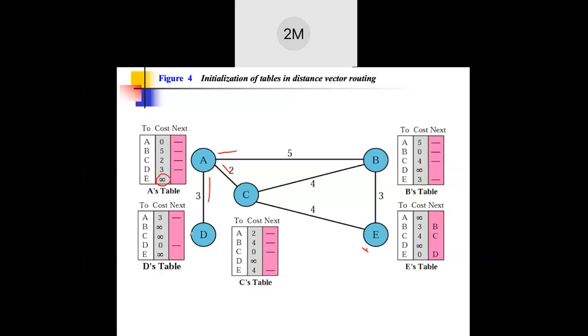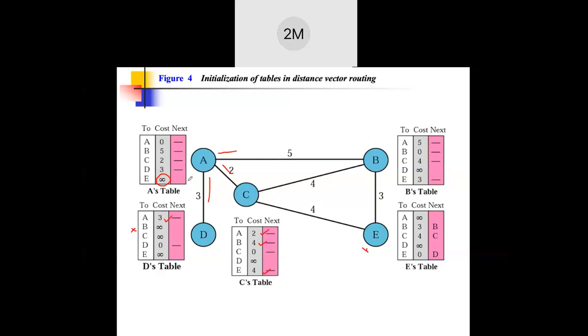Okay. Look at the table for the same D. Only A is directly connected. All three are not visible. For C, A, B, and E are connected. This is not visible. So the initial table is this. Every router is checking who is my neighbor and what is the cost for this, and that table is available.